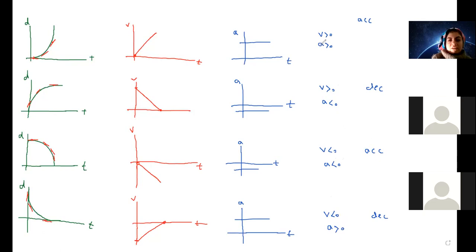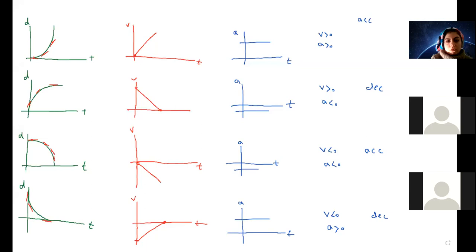When the velocity and acceleration have the same sign, it's undergoing acceleration. But if they have different signs, one positive, one negative, see here, one negative, one positive, it is a deceleration motion. You got it? Yeah. Let me take a picture. Yeah, please.